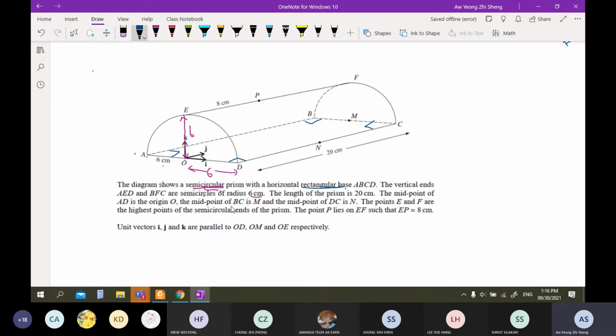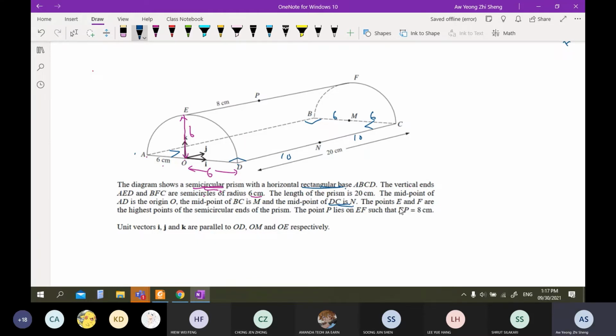Midpoint of BC is M, so you also have 6 cm and 6 cm here for BM and MC. Midpoint of DC is N. DC is one side of the base here. N is a midpoint, so that means DN and NC are 10 cm each.